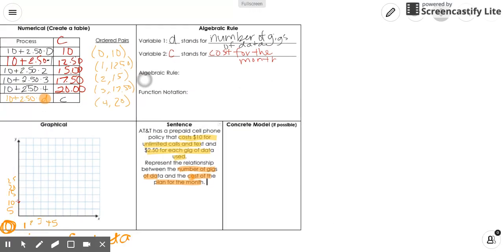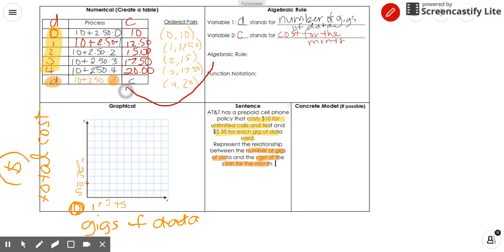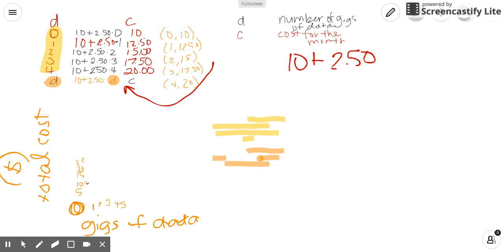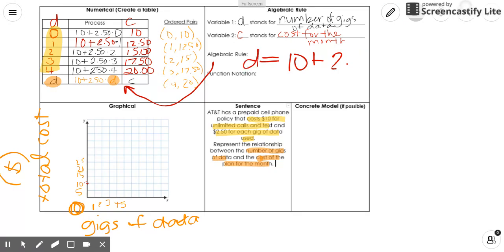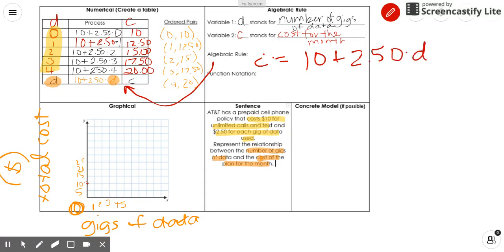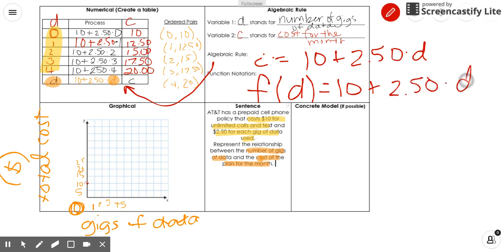So my algebraic rule, I always steal from the table. So I'm just going to go to the table and I'm going to take it. So D equals 10 plus 2.50. Oh, it's not D equals. I'm so sorry, you guys. Let's see. I'm stealing it from the table, and it's actually C equals 10 plus 2.50 times D. Okay, and if I want to do function notation, it's the function of the number of gigs of data. So function of D is 10 plus 2.50 times D.